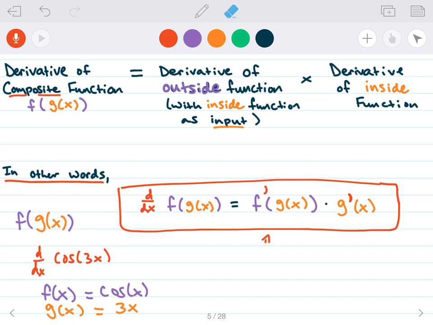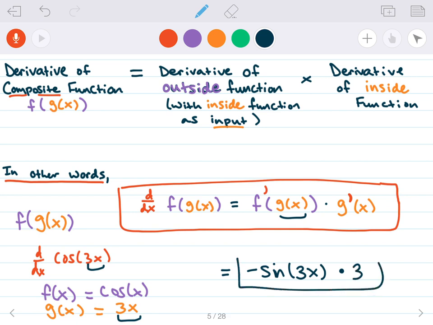And so what does the chain rule tell me to do? It tells me first take the derivative of f and leave in what was originally there, which was 3x. So the derivative of cosine is negative sine. And I'm just leaving in the 3x as it tells me to do. Now I'm going to multiply by the derivative of g of x. Now the derivative of 3x is just 3. So that's my answer.